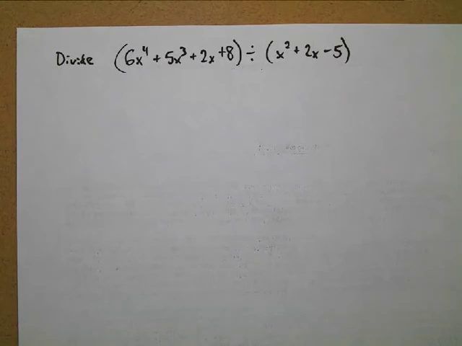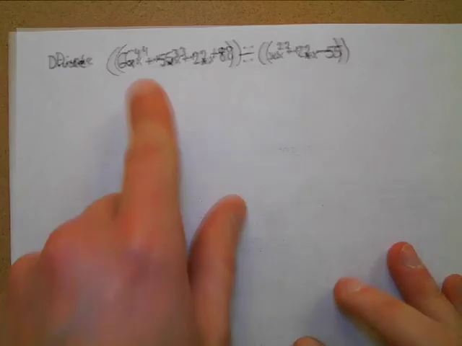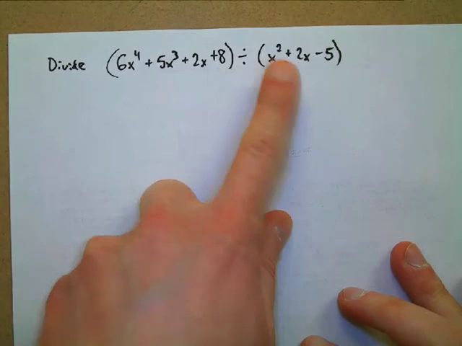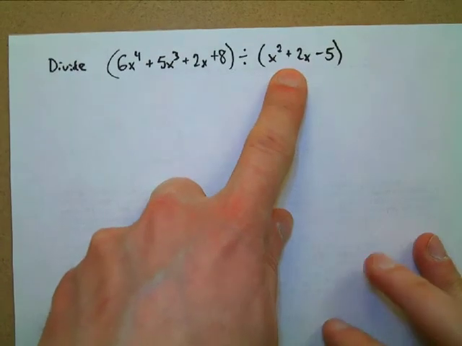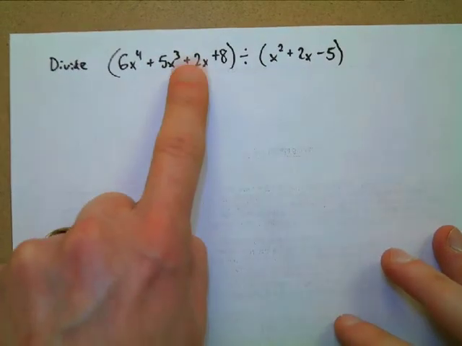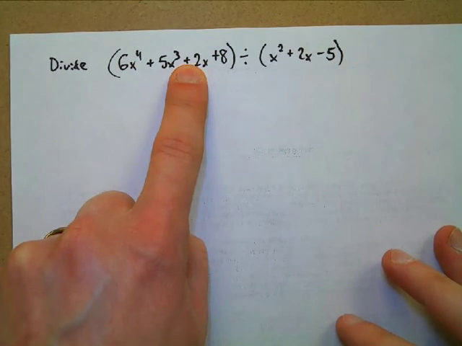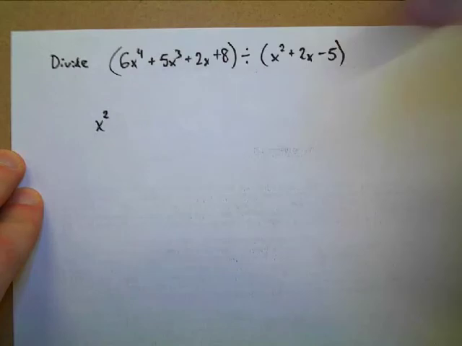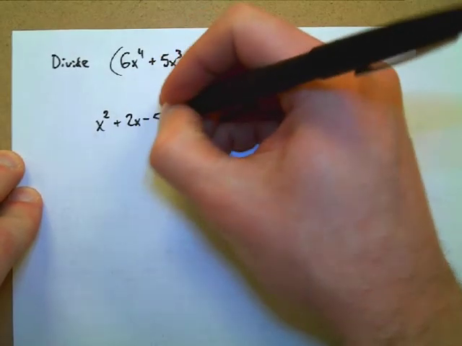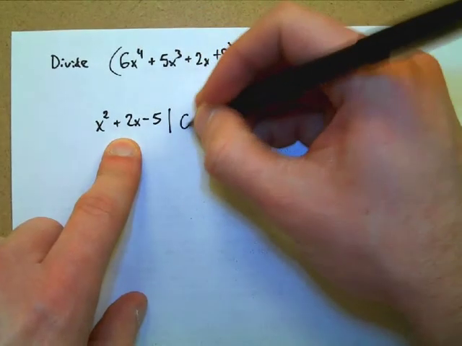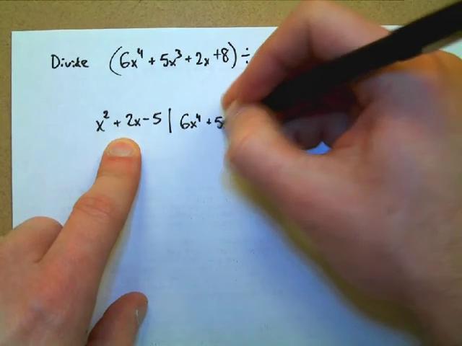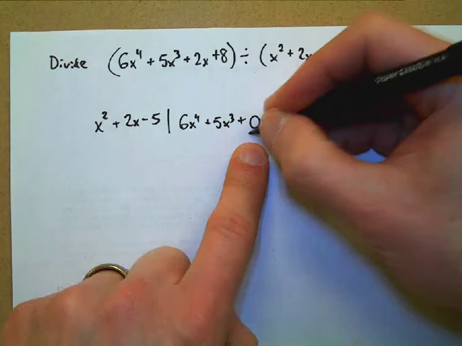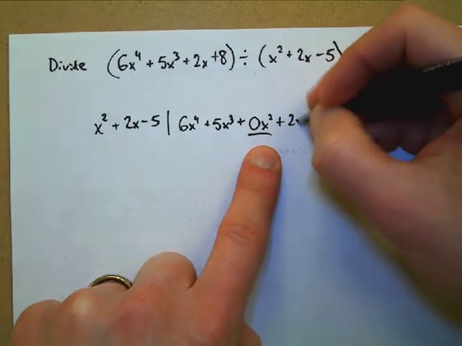Please be careful, because this looks very innocuous, very innocent. It's just like, oh, yeah, no problem. Put this in the box, put that outside the box, and do the work. You are missing an x squared term here, and that is crucial. We must put a placeholder in when we set this up. So, x squared plus 2x minus 5 outside, and then inside 6x to the 4th plus 5x to the 3rd plus 0x squared, plus 2x plus 8.